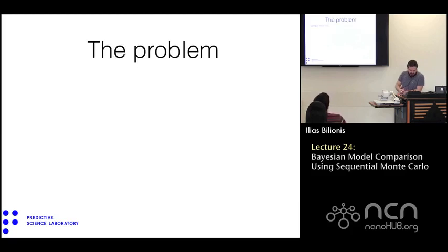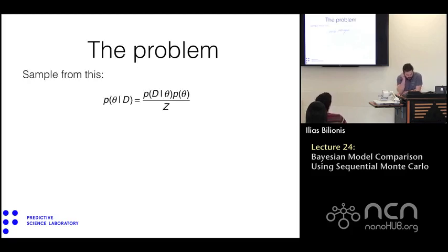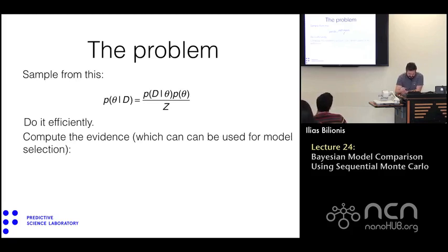Okay, here's the problem, right? Our problem is to sample from this, do it efficiently, and at the same time compute the evidence. And this is actually the bigger problem. So we want to sample from a posterior and at the same time estimate the normalization constant. If we can estimate the normalization constant, then we can do model comparison. Okay?